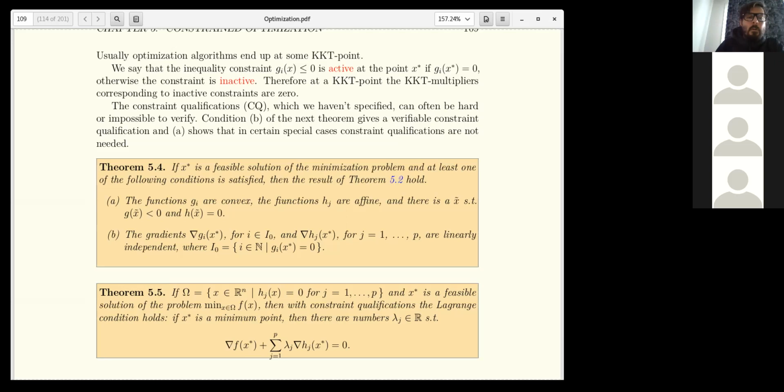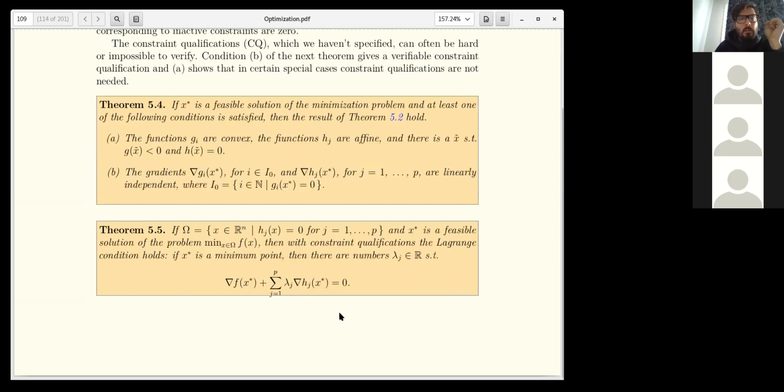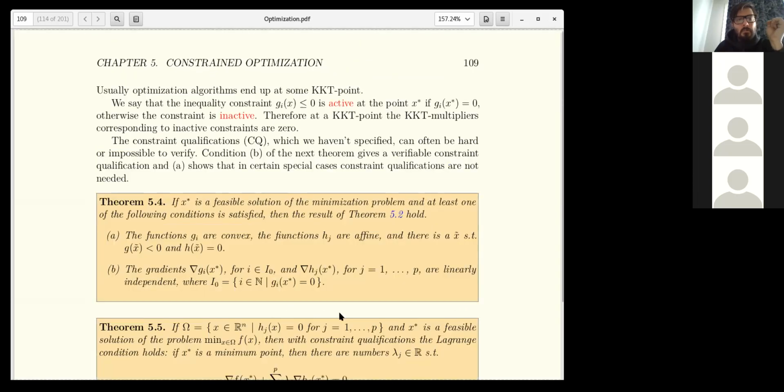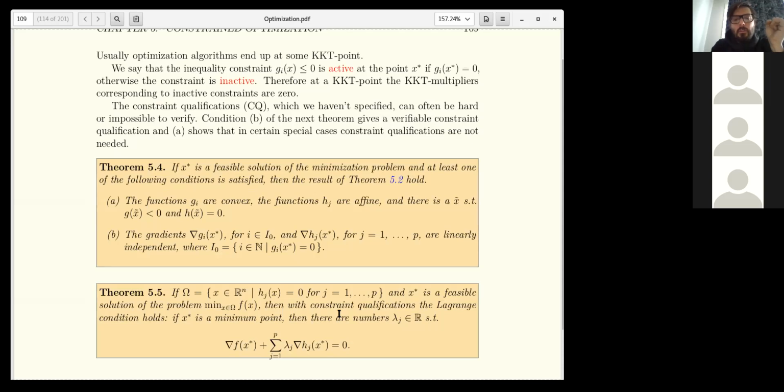Then there's theorem 5.5. If our feasible set is defined only via equality constraints, and we have an optimum point x star, it says that if x star is a minimum point, then these Lagrange multipliers exist. Okay, so it's very hard to say, but this requires, of course, that the hj of x are continuously differentiable.